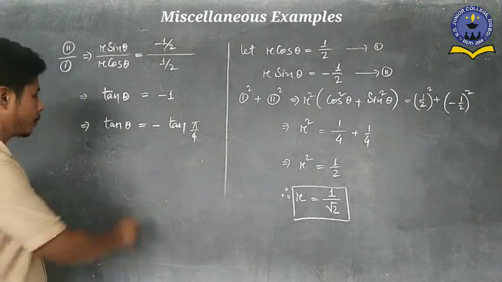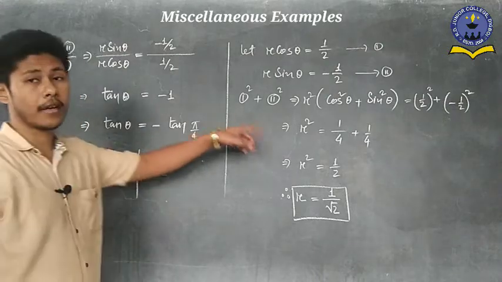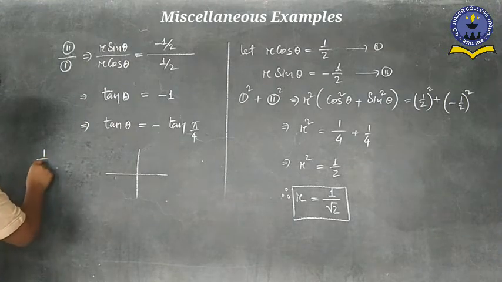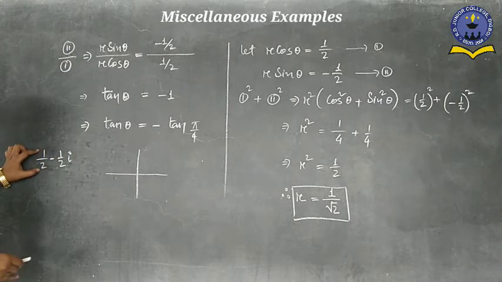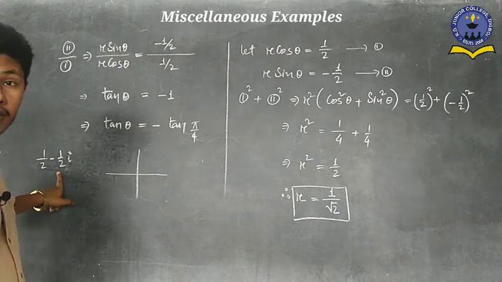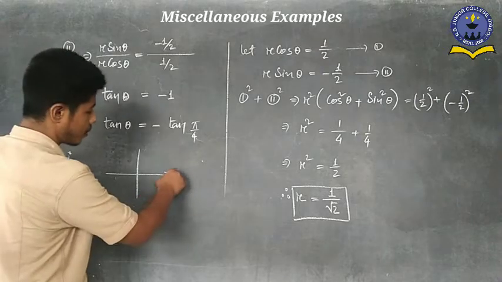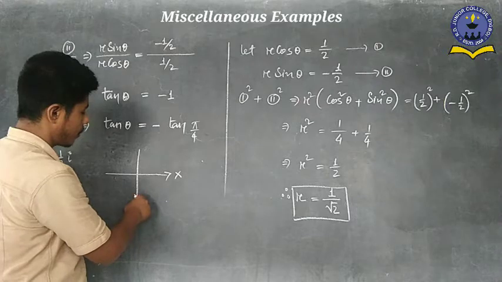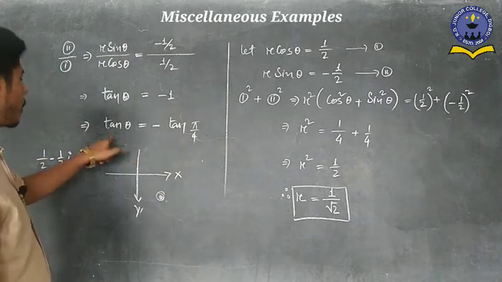For the angle, first of all, we have to see where the value lies, that means where the result we get lies. The complex number we get here is 1 by 2 minus 1 by 2i. So in this case you see here the real part, x, is positive, isn't it? And y is negative. So that means it lies in the fourth quadrant. In the fourth quadrant tan is negative.